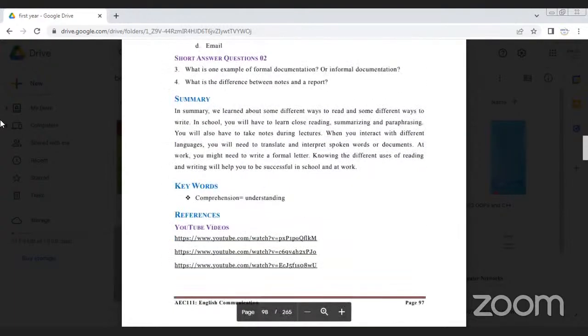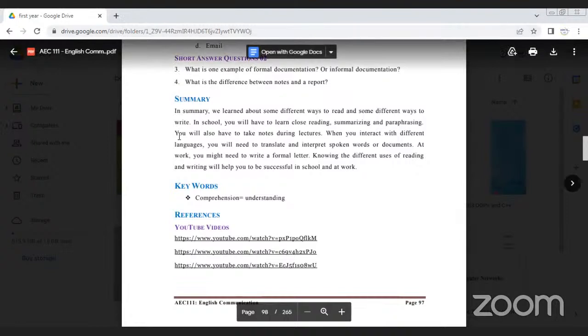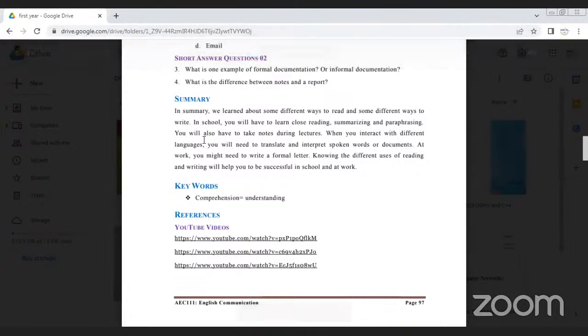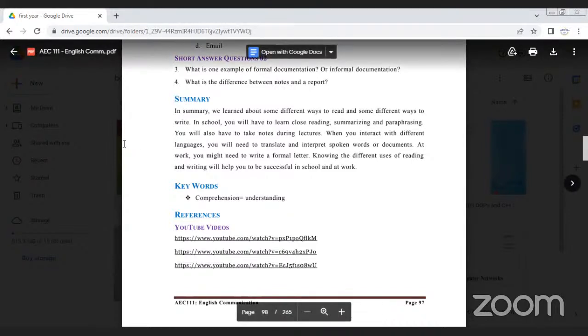In this way, we have studied in this lecture. In summary, we learn about some different ways to read and some different ways to write, how to read and how to write. In school, you will have to learn close reading, summarizing, and paraphrasing. Then you will also have to take notes during lectures.